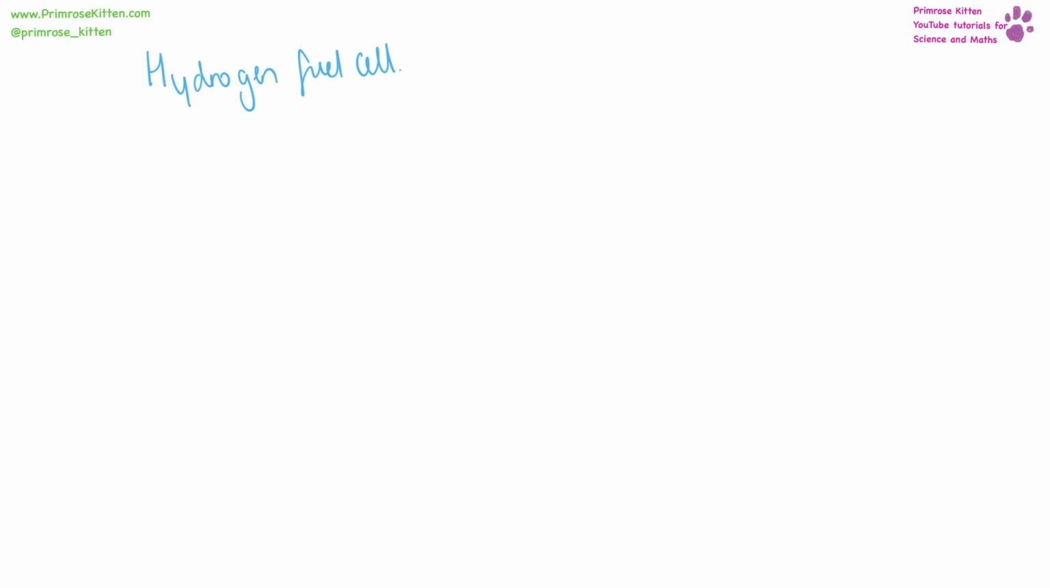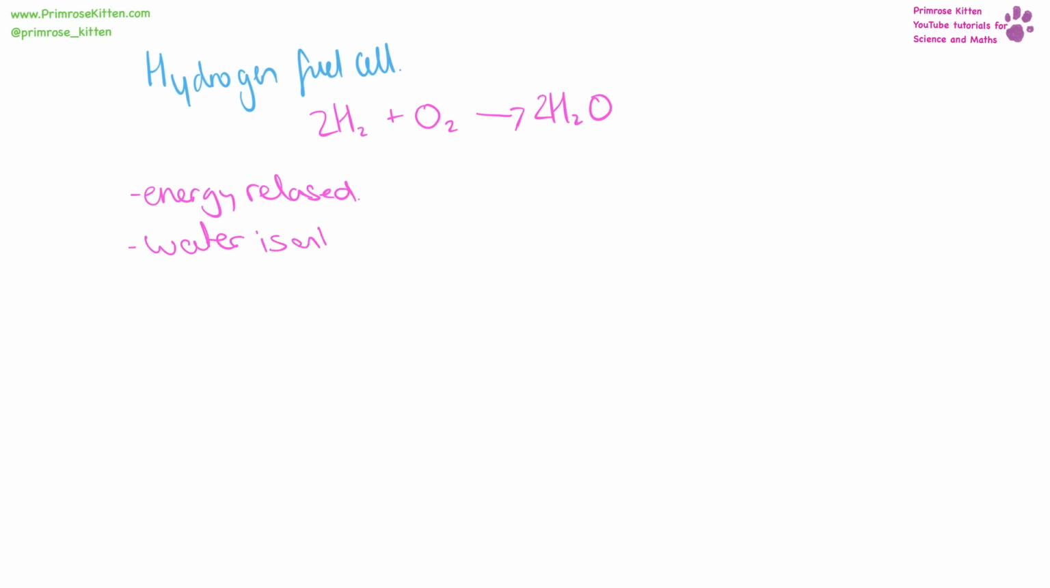In a hydrogen fuel cell, we just have hydrogen gas reacting with oxygen gas and turning into water. There is a large amount of energy released, which can be used to power an electric car. And water is the only product, which means there are no carbon emissions.